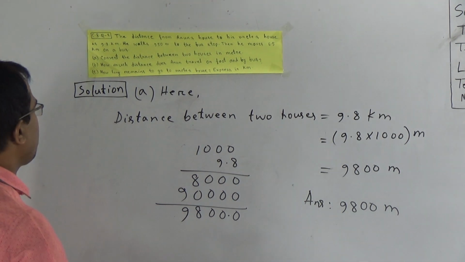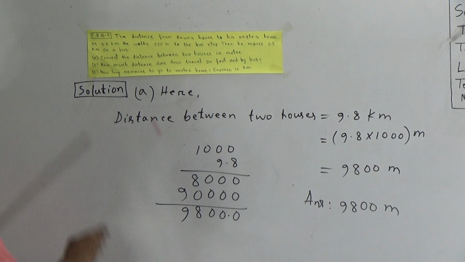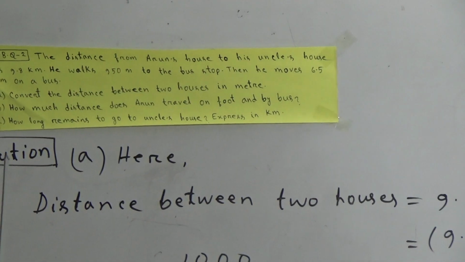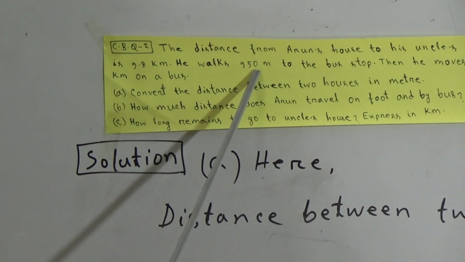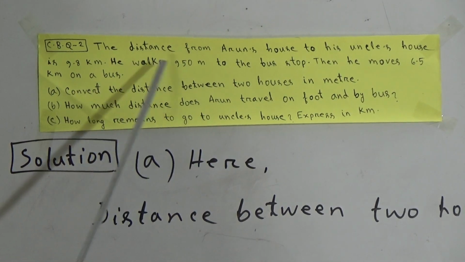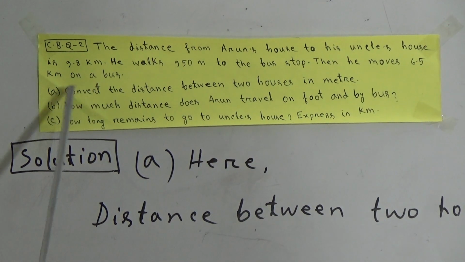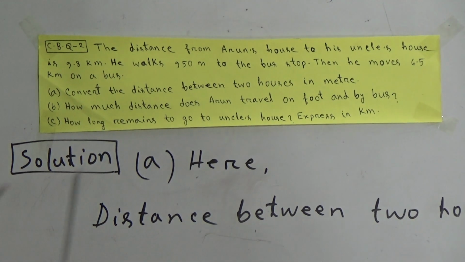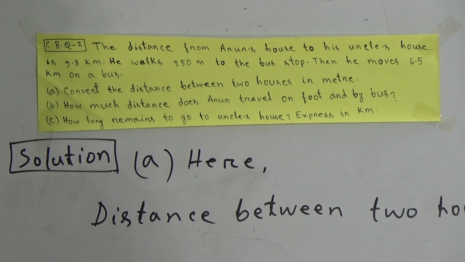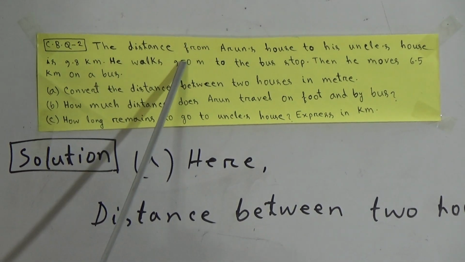Now we will solve B number. Here B number question is, how much distance does Arun travel on foot and by bus? Here he walks 950 meter to the bus stop, and 6.5 kilometer on bus. That means two pieces of information are given, but one is given in meter and another in kilometer. So for adding, we have to convert it into kilometer.